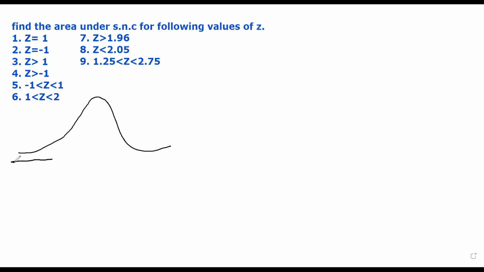क्योंकि ये एरिया है तो ये दो पॉइंट्स के बीच की एरिया होगी. And I want area between Z is equals to 0 and Z is equals to 1. So I actually want this area. If this is Z is equals to 1, then I am interested in this area. Now, how to find this area? We will use the Z table to find out this area.